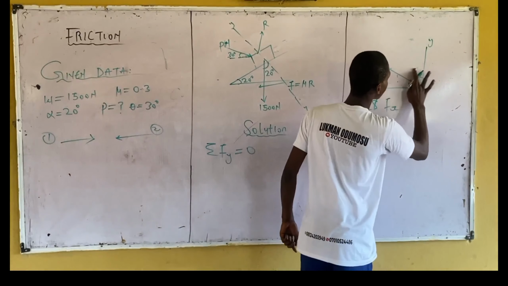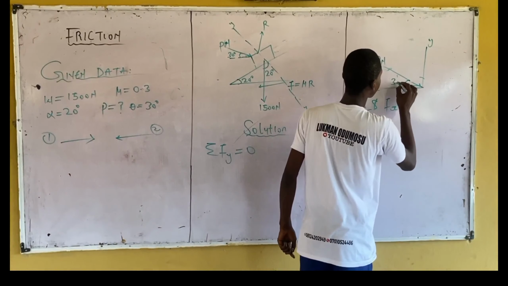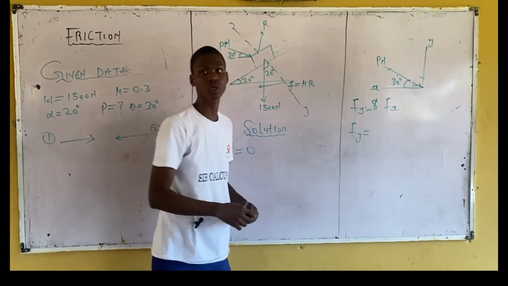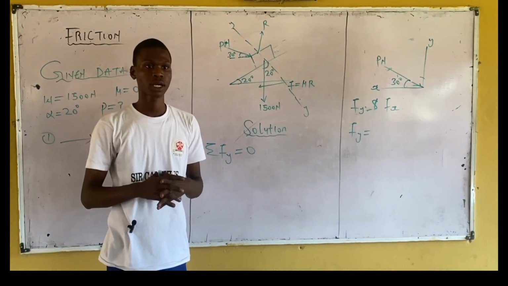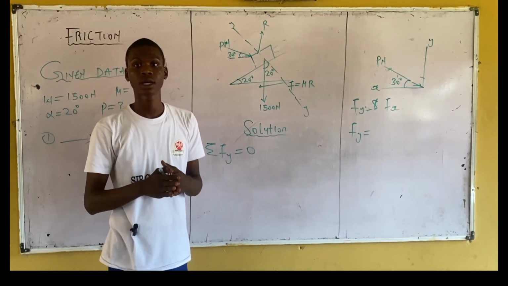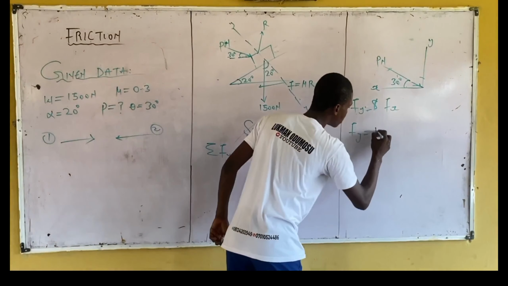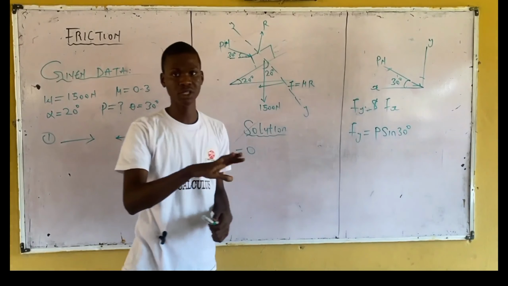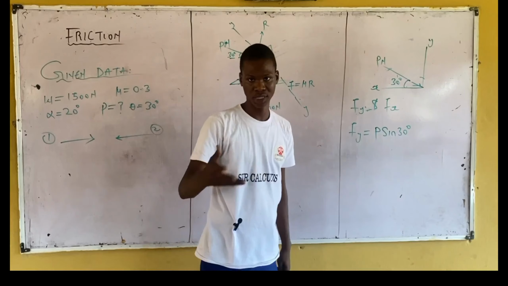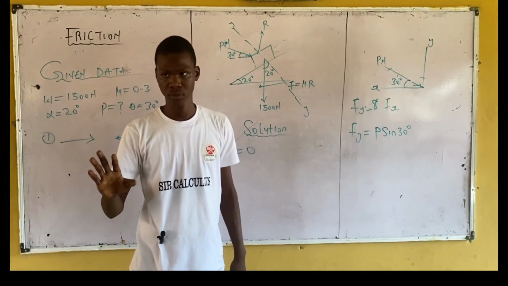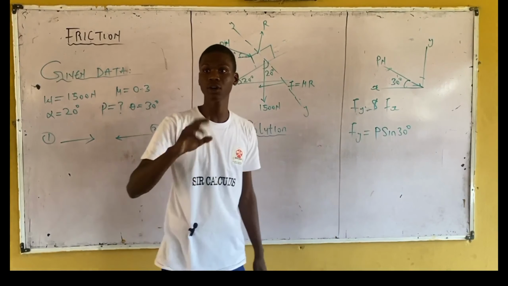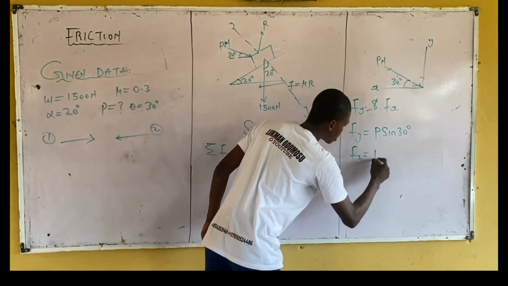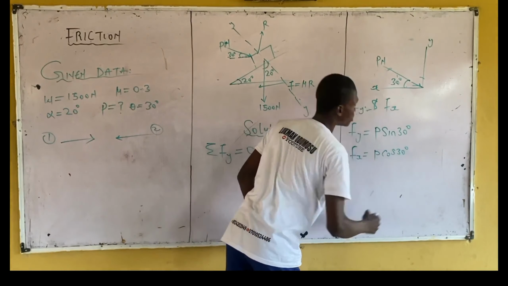Okay, let's move on. Back to the question, we have 30 degrees here. So for the vertical component, F of y, what do you have? P sine 30 degrees, where P is the magnitude of the force. Why am I saying sine 30 and not cos 30? Because it is inclined to the horizontal and not the vertical. So in this case, F of x should be P cos 30 degrees, and that's it.